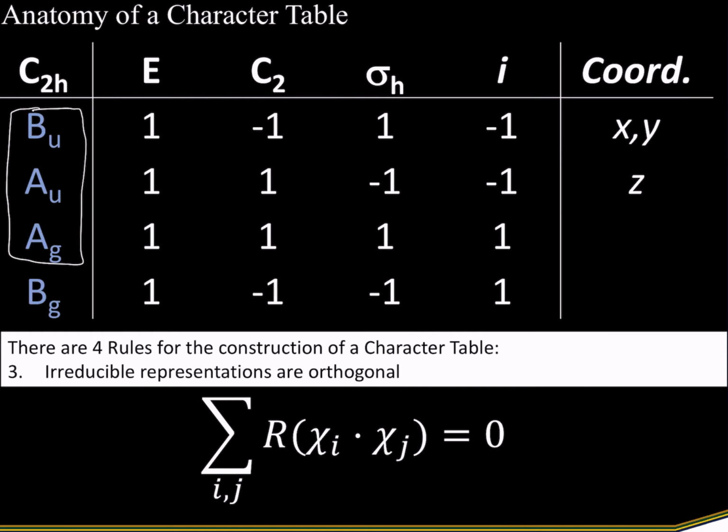If we're looking at our patterns here, AG is our completely symmetric case, so it's all plus 1s. But we notice that both AU and BU have 2 negative values apiece. Looking at the way these are constructed, it would make sense to think that maybe this other missing irreducible representation would also have 2 negative values.